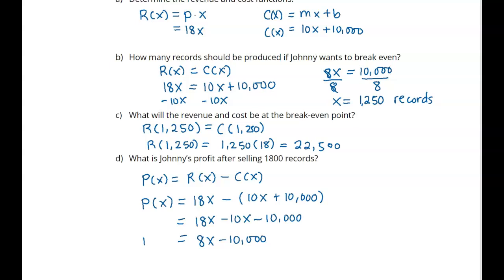Then evaluate this at x is equal to 1,800. So we have 8 times 1,800 minus 10,000. So calculating this will yield 4,400. So the profit is $4,400.